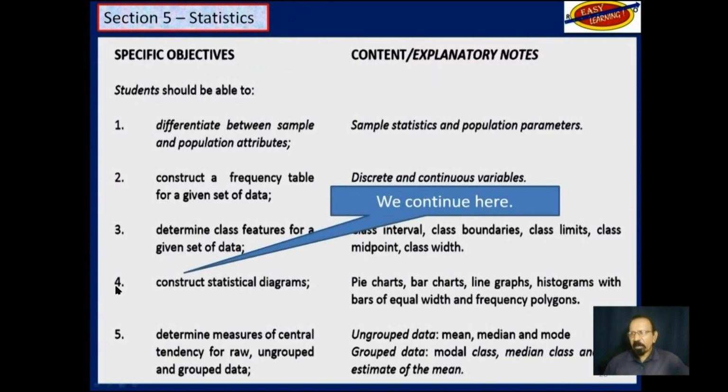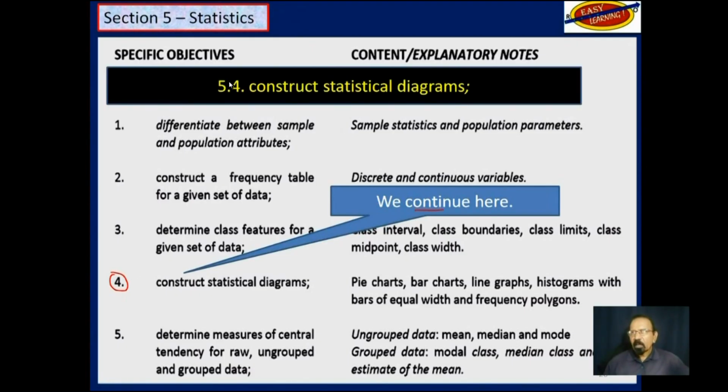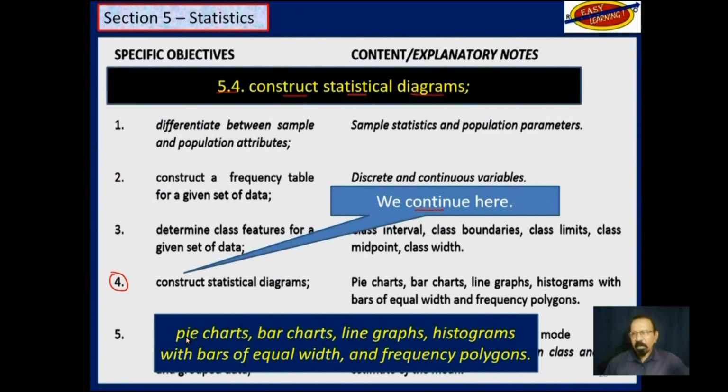So as I said, we are here, objective 4. Continue here. Objective 5.4, construct statistical diagrams, and the explanatory notes are down here: pie charts, bar charts, line graphs, histograms with bars of equal width, and frequency polygons. So those are the 5 types of statistical diagrams that CSEC requires you to know under this objective.